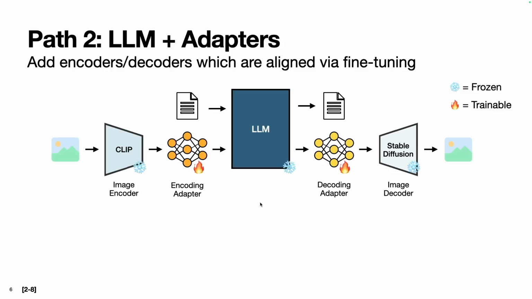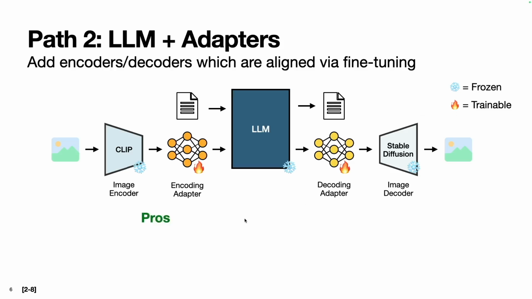A key thing here is that there isn't a need to retrain the image encoder, image decoder, or large language model in this case. The only things that need to be trained are the adapter weights, so either the encoding adapter or decoding adapter or both. The fire emojis are indicating the trainable parameters, while the snowflake emojis are indicating the parameters which are frozen.